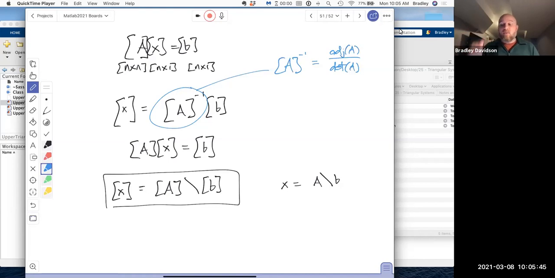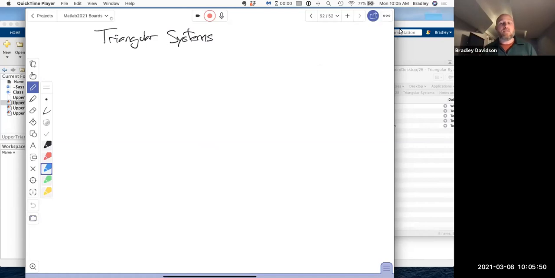So knowing triangular matrices, and today we're dealing with triangular systems, not just triangular matrices, is important for lots of things. So let's jump into this.